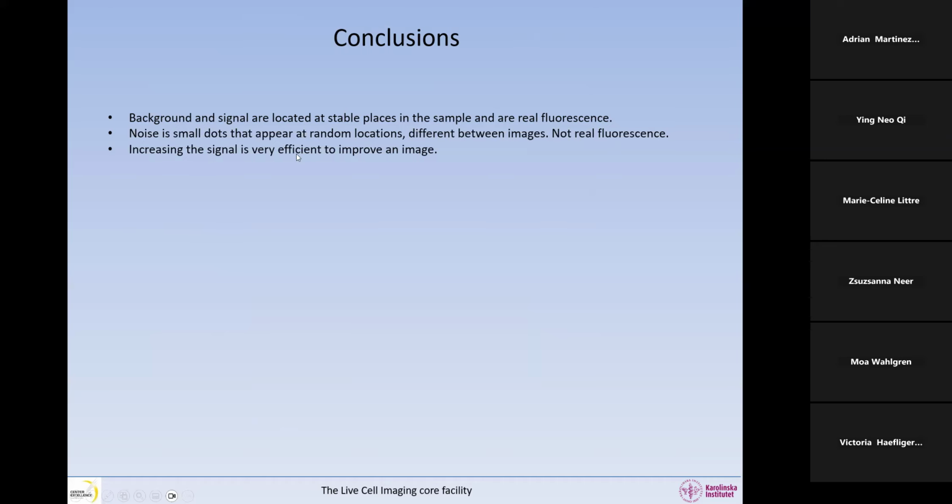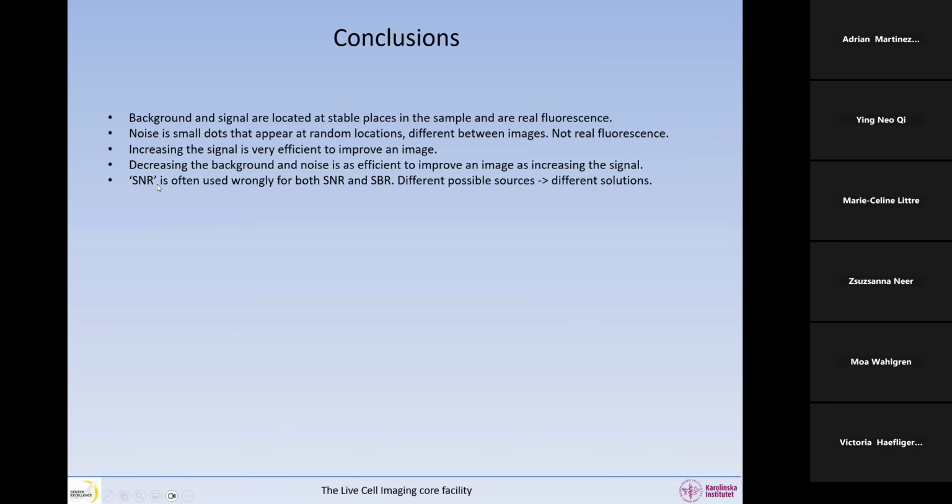Increasing the signal is a very efficient way to improve an image, but decreasing the background and the noise is often forgotten, and it is as efficient to improve an image as increasing the signal. What we are after is not a high signal. What we want is a high signal to noise ratio and a high signal to background ratio. So we can work on the signal, but also work on the background and the noise. Don't forget that. The SNR, the signal to noise ratio, is unfortunately often used wrongly for both SNR and SBR.